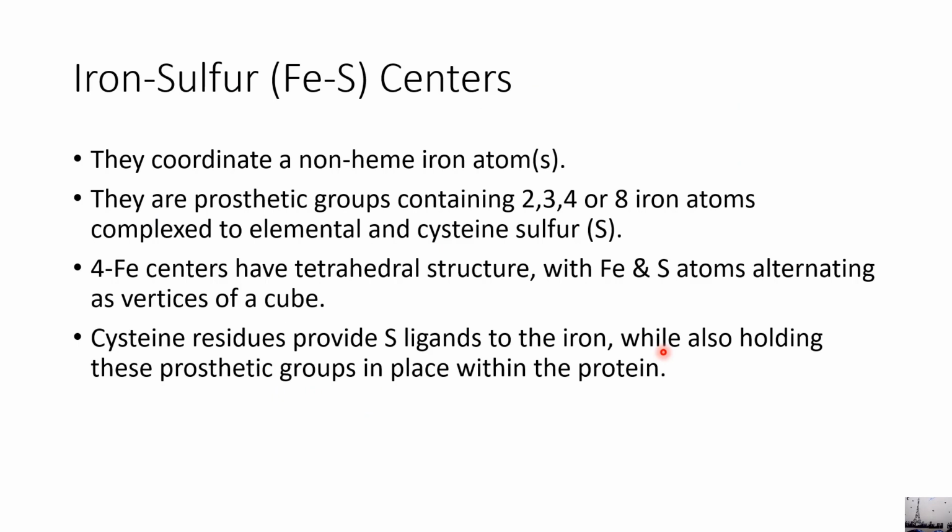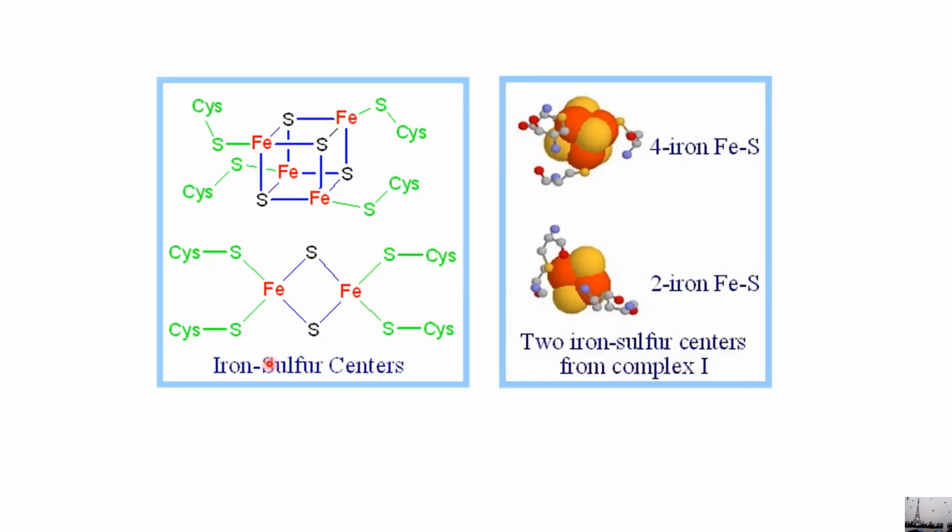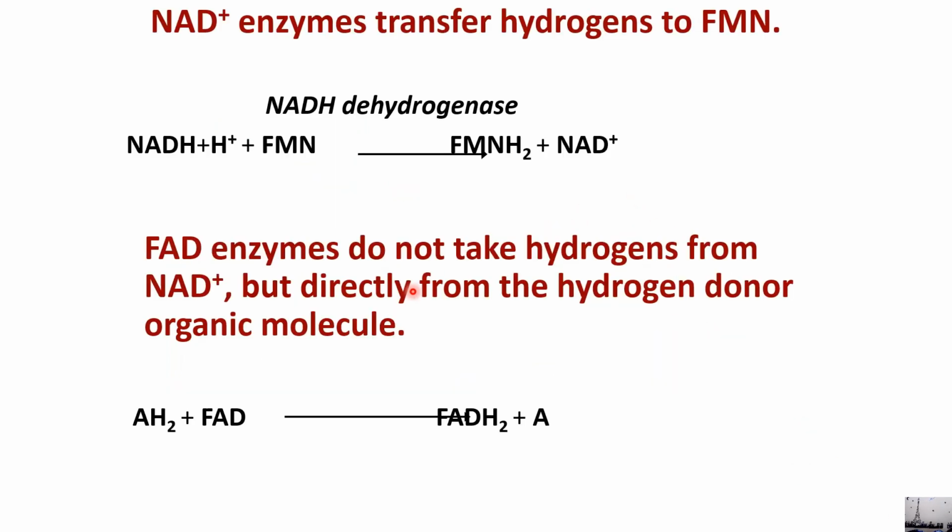Now, what do iron sulfur centers do? They coordinate non-heme iron atoms. So, they are prosthetic groups containing 2, 3, 4 or 8 iron atoms complexed to elemental and cysteine sulfur. 4 iron centers have a cubic structure with iron and sulfur atoms alternating as vertices of the cube. Cysteine residues provide S ligands to the iron, while also holding these prosthetic groups in place within the protein. This is 4 iron sulfur, this is 2 iron sulfur, okay, iron sulfur centers.